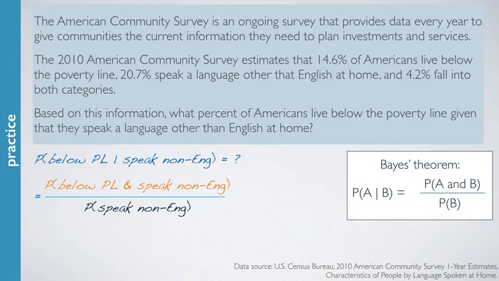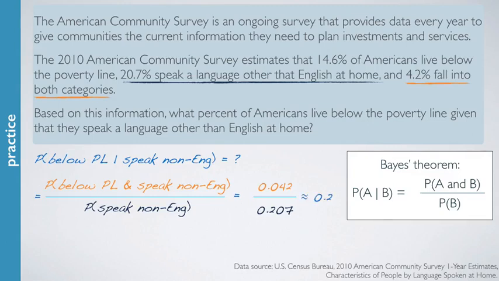Now we go back to the description of the survey findings to fish for the information that we need. First, we're told that 4.2% meet both of these criteria. So we know that our numerator is going to be 0.042. And 20.7% speak a language other than English at home, so the marginal that goes in the denominator is 0.207, which gives us a conditional probability result of roughly 0.2, meaning that roughly 20% of Americans who speak a language other than English at home also live below the poverty line.